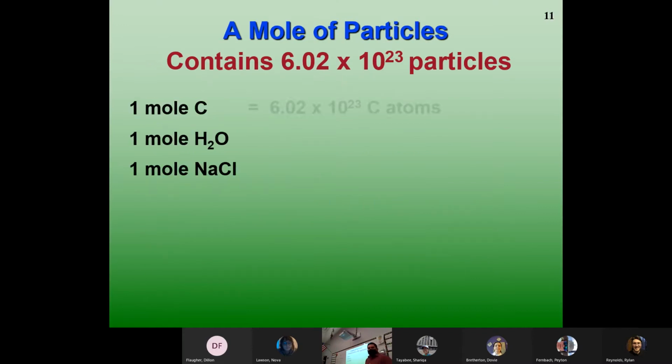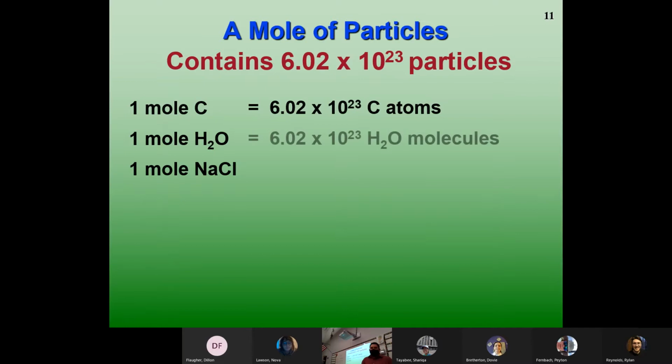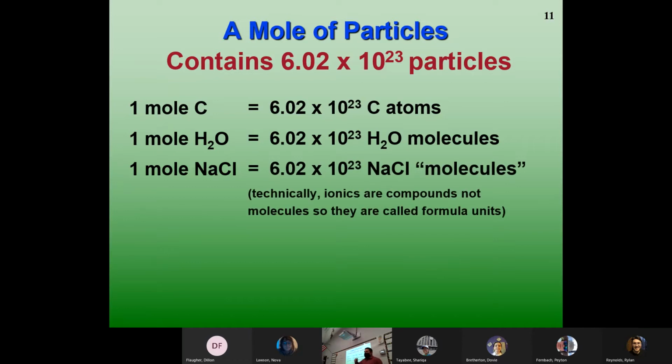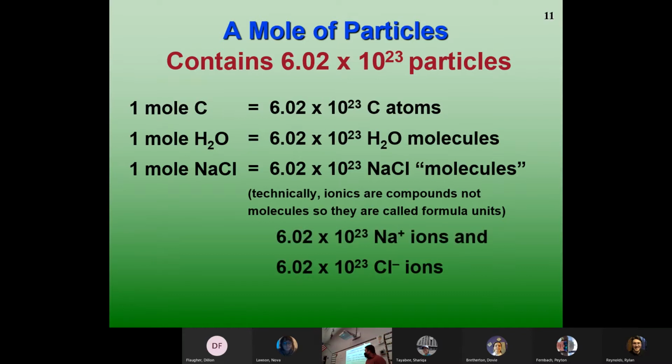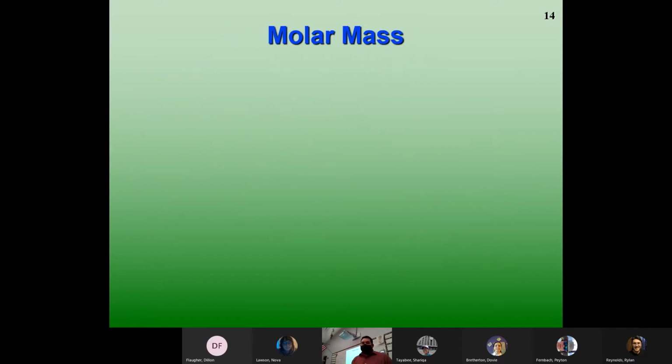So 1 mole of carbon is going to equal 6.02 times 10 to the 23rd carbon atoms. 1 mole of water equals 6.02 times 10 to the 23rd water molecules. 1 mole of salt equals 6.02 times 10 to the 23rd salt molecules. It's not really a molecule, but on there. So if you break that down, that gives you a different percentage of sodium and chlorine atoms on there.